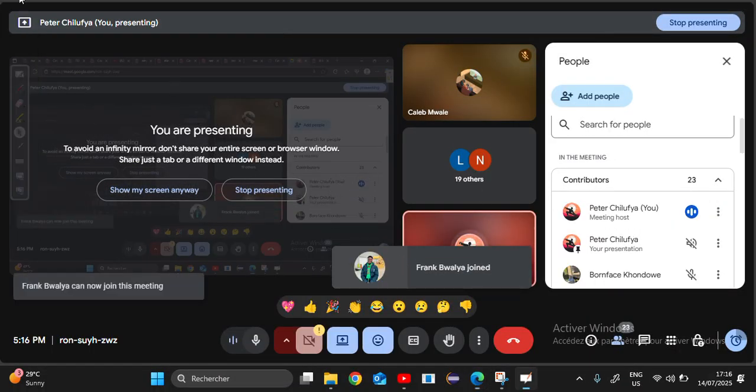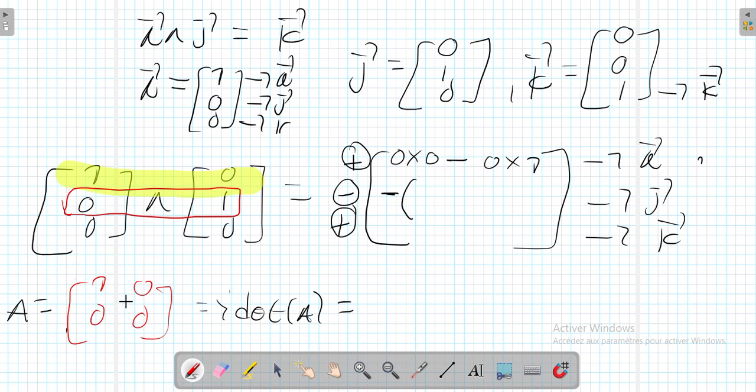You find the determinant of A. How do you find the determinant of A? Major minus minor. So that is going to be 1 multiplied by 0 minus 0 multiplied by 0. Then the third one, you do the same. You cancel out the last element. Once you cancel out the last element, you have a new matrix.